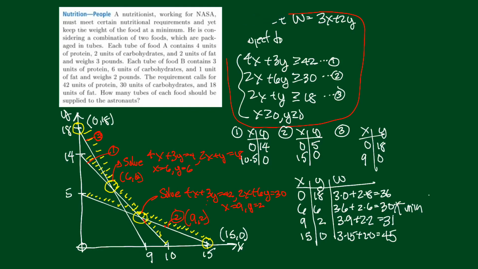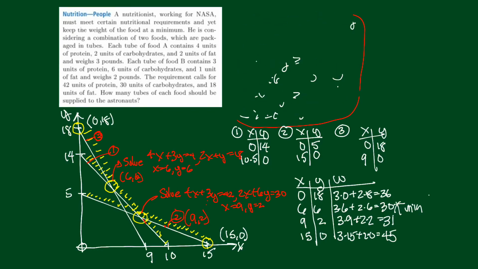so I'm just going to get rid of some of this stuff right here. So what we're asked for here is this, right down here at the bottom. It says, how many tubes of each food should be supplied to the astronauts? So we need to supply, what's going to give it the minimum? The minimum was going to be 30 pounds when we supply 6 tubes of each.